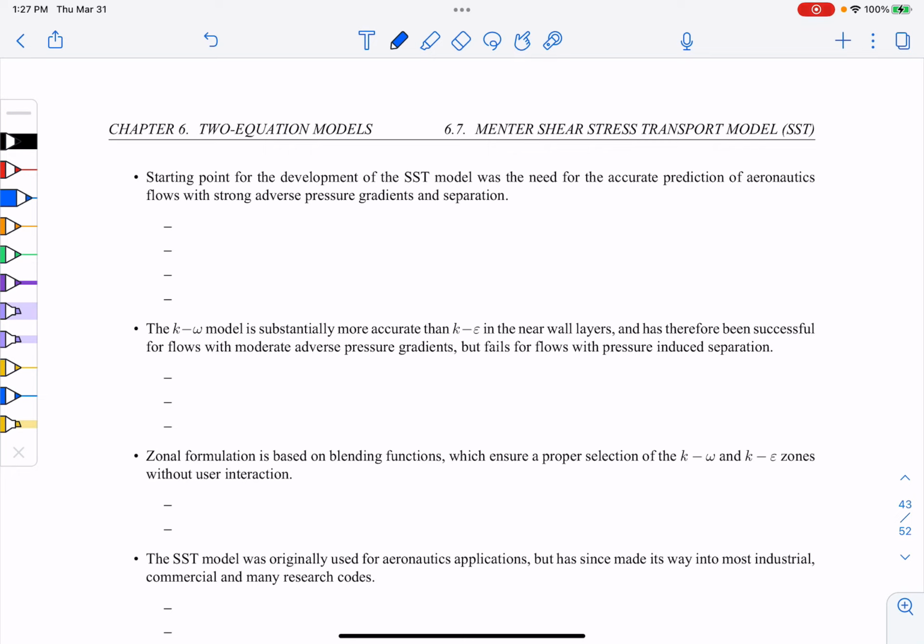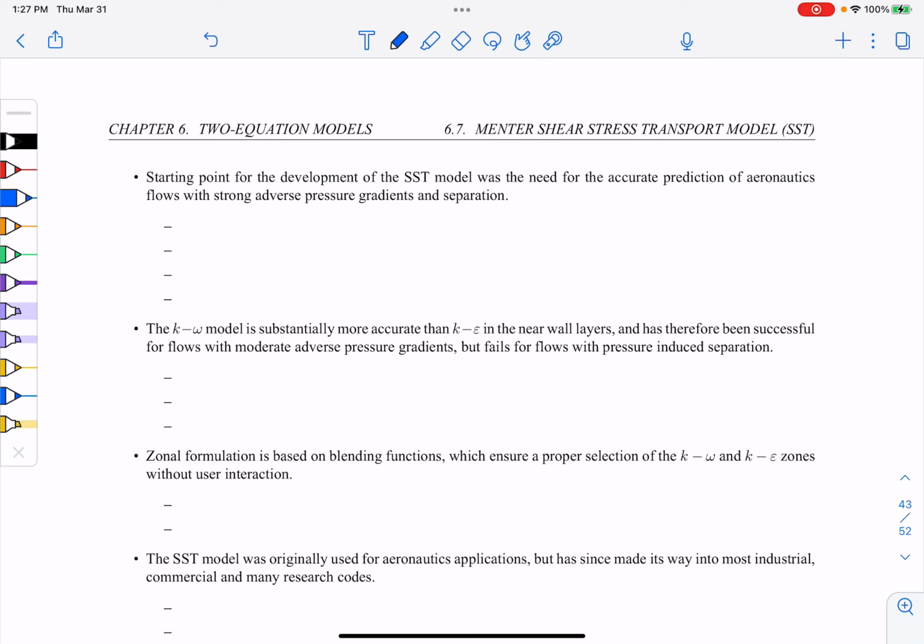Well, not sure. So the idea is to use a blending model, which would be called the baseline model, BSL, and that's where we have a single function called f1, and f1 just varies from 0 to 1 and blends the two solutions together empirically. Okay? So that's the baseline model.